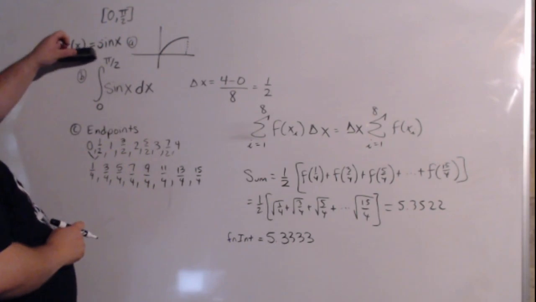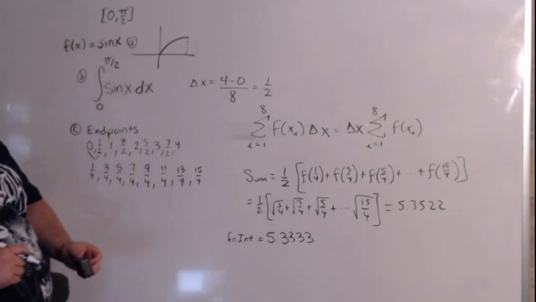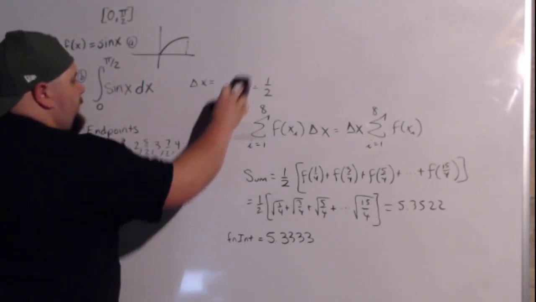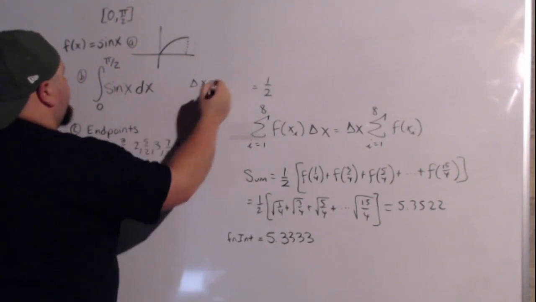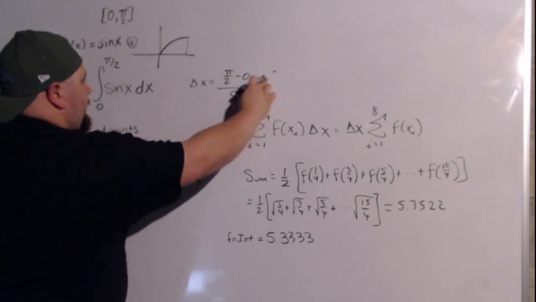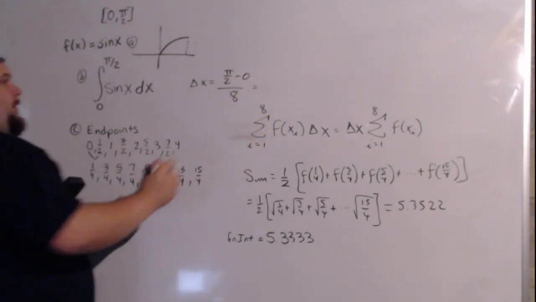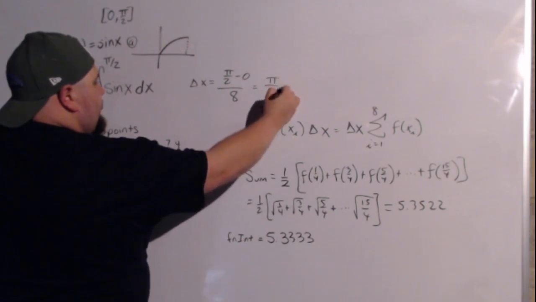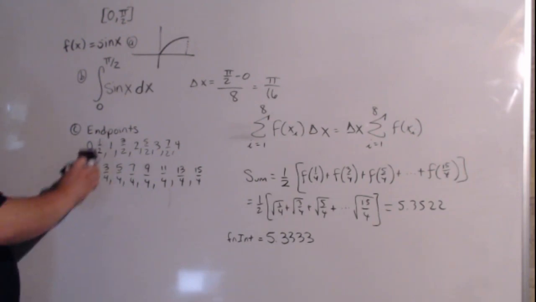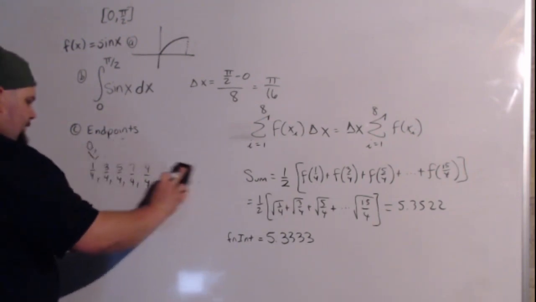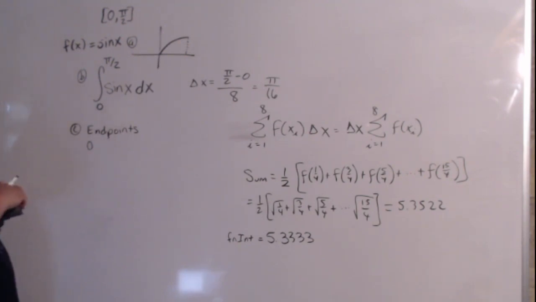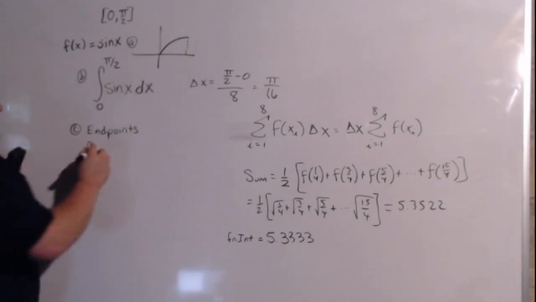We're going to go from 0 to pi over 2, and my function is now sine of x. Delta x, same number of rectangles, but this time we're doing pi over 2 minus 0 over 8. So that's pi over 16. So now my endpoints and midpoints need to change. Still starting at 0 and going up by pi over 16.